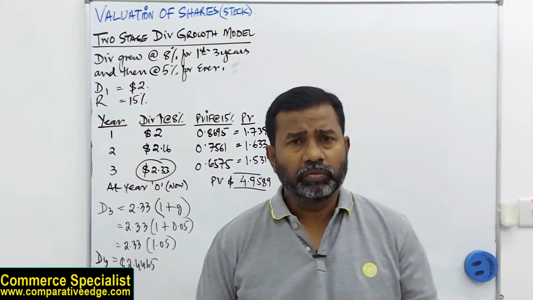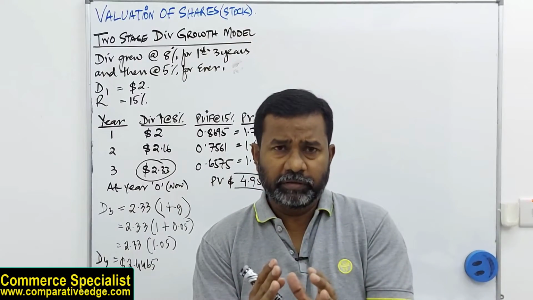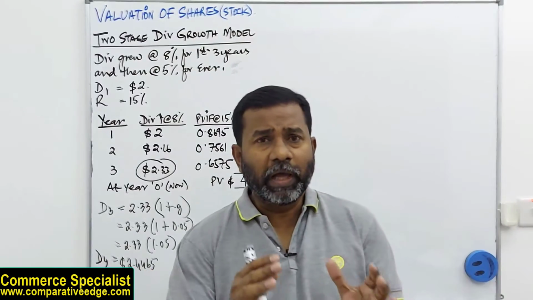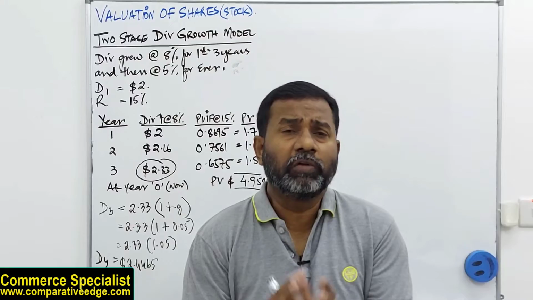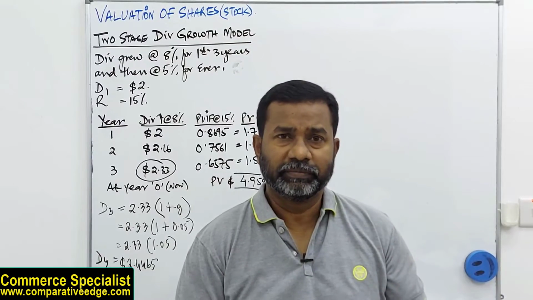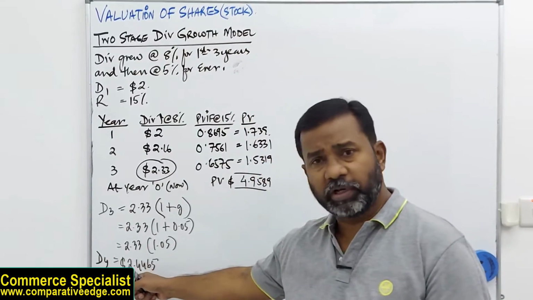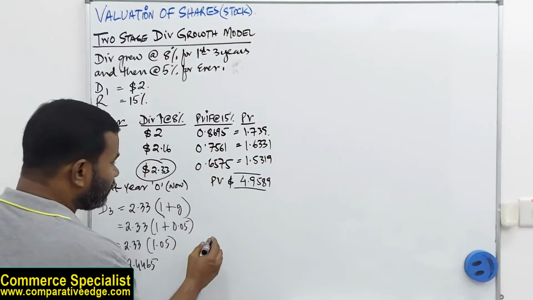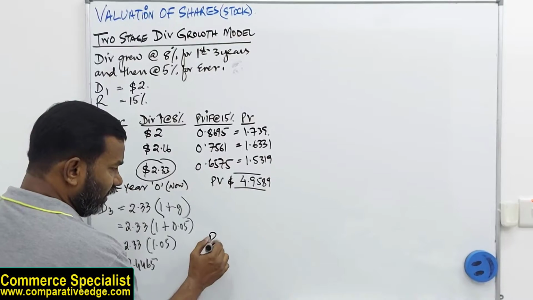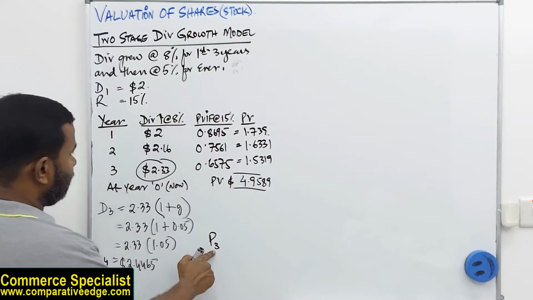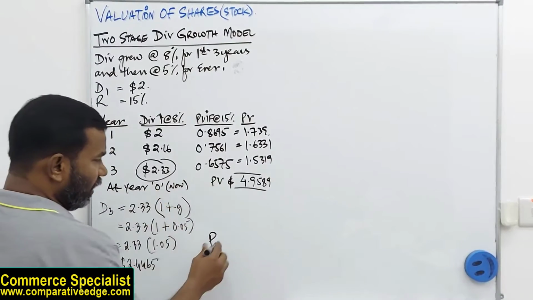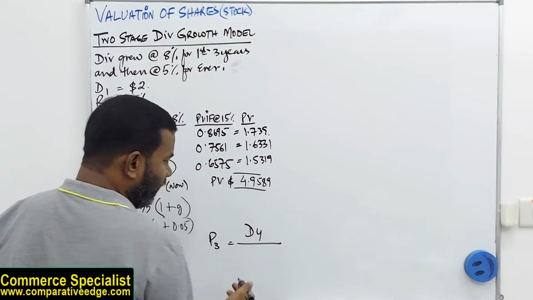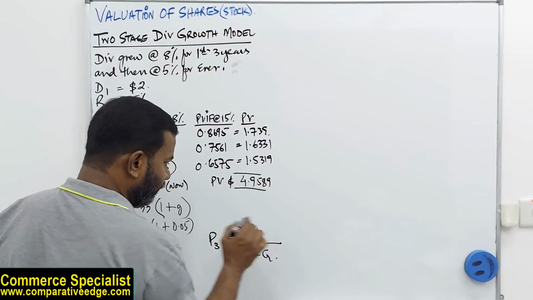So we want to know from year 3 it grew to this much. So at year 3, what will be the value of share? If the dividend is this much in year 4, what will be the value of share at year 3? So we can calculate the price of shares. I'm writing 3 here means the price of share at year 3, not at year 0. Okay. So this will be D4 divided by R minus G.